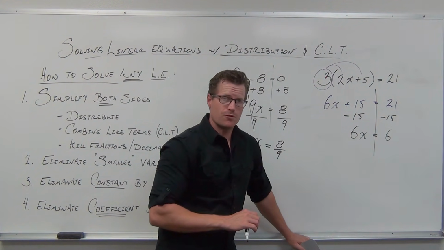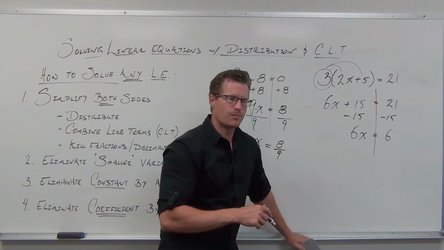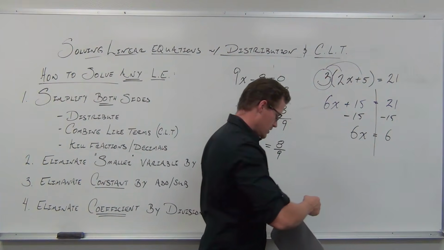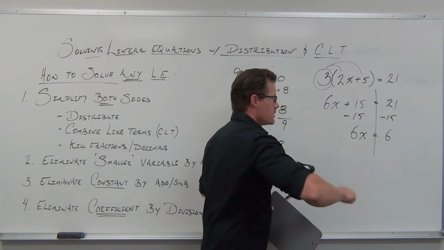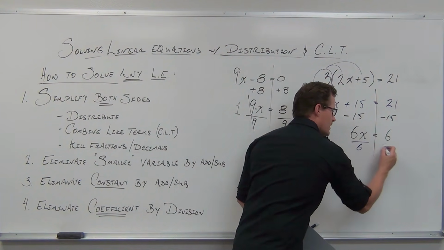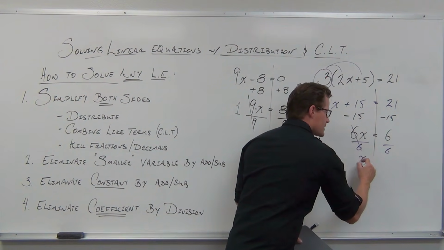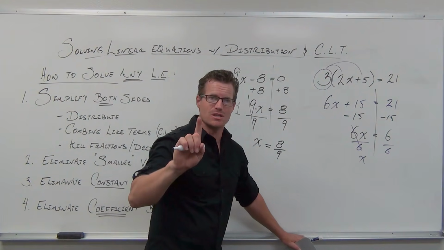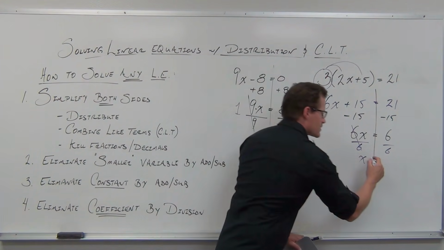Get rid of your coefficient, that number in front of your variable, by division. Since it's connected by multiplication, you've got to have division to undo that. This kind of looks familiar, doesn't it? It looks like we've done this before. That's how this started. 6 divided by 6 gives us 1. Hey, we're trying to get 1s with multiplication and division. 1 times x gives us back our x.